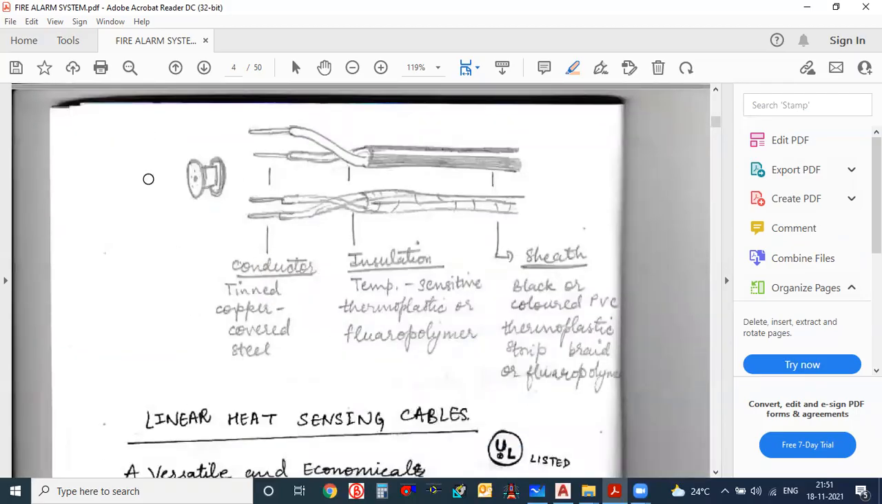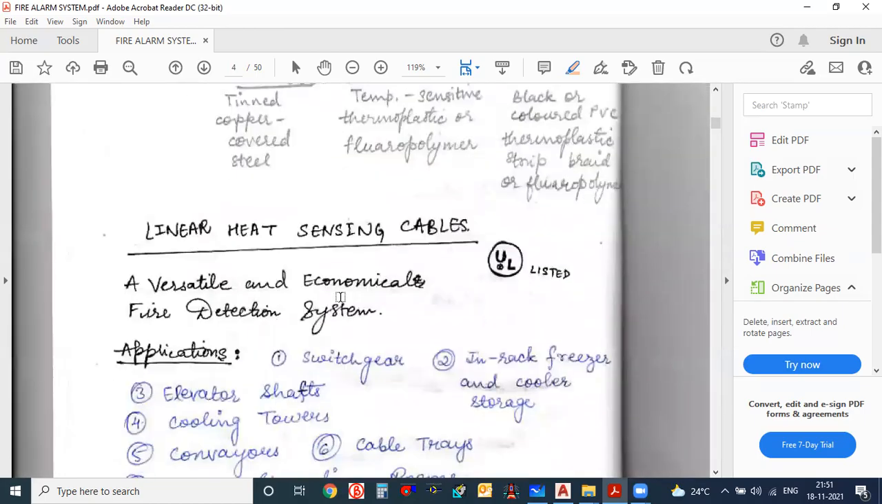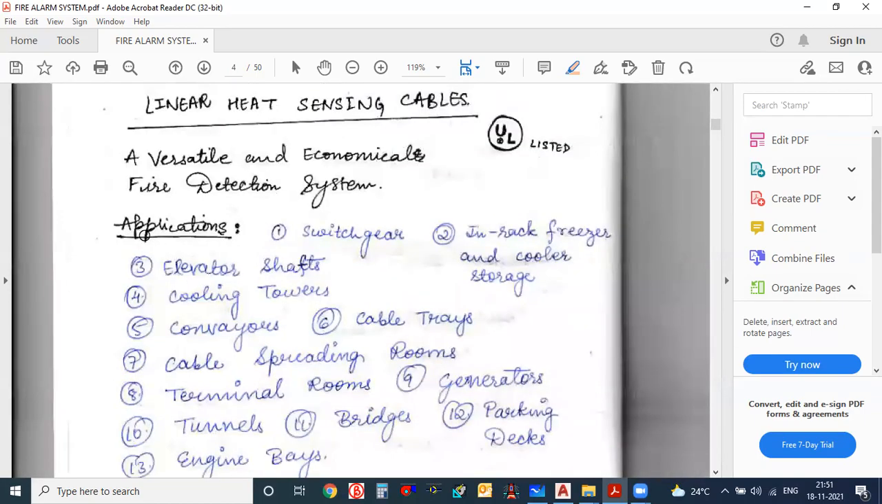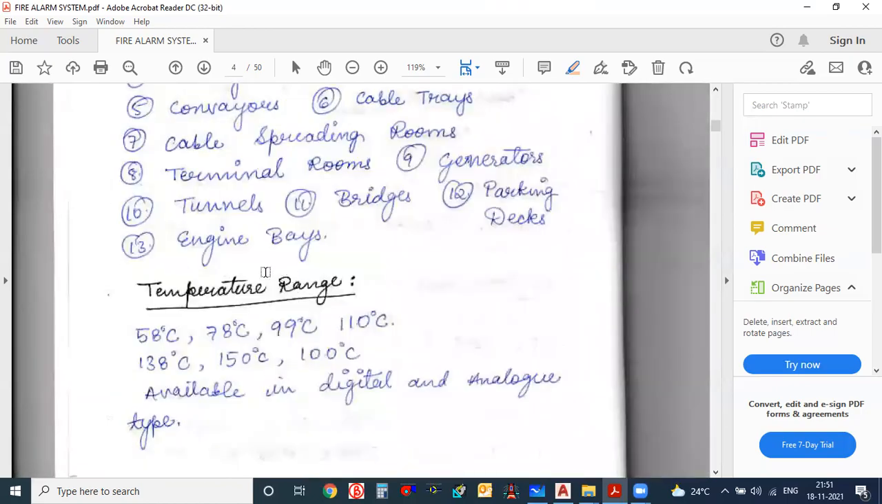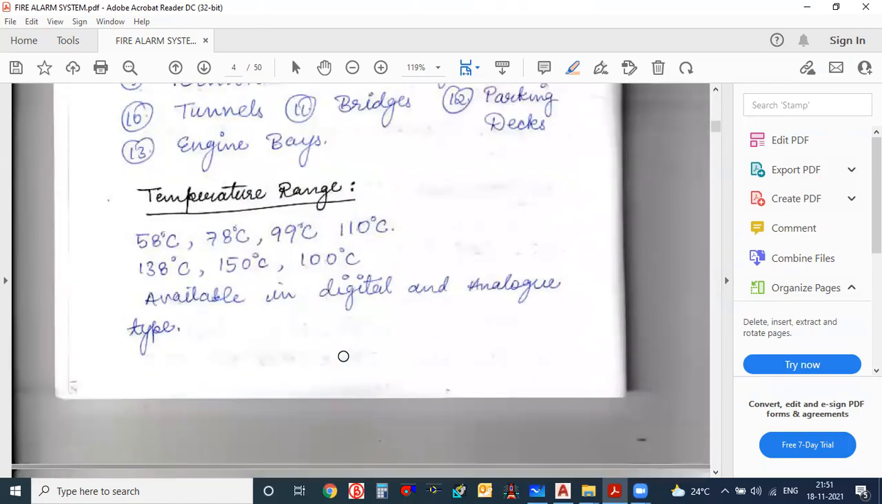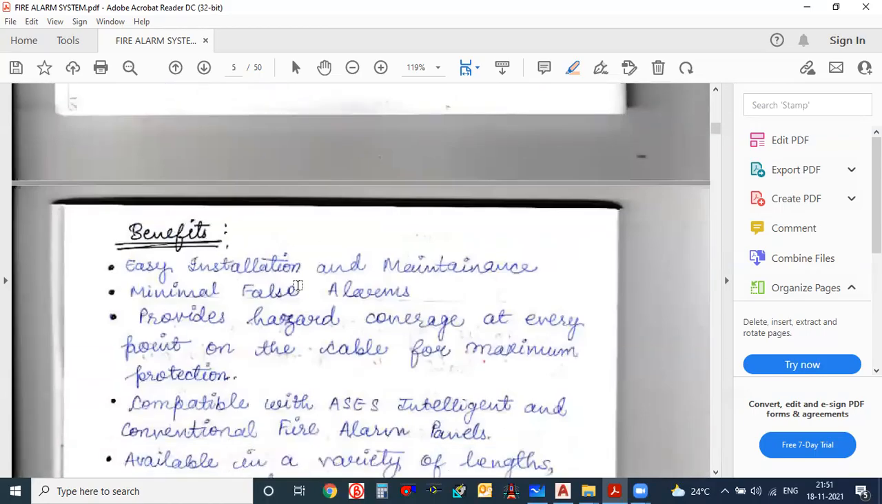Here some images are shown, like what is the conductor, what is the insulation, what is the sheath. These things are given here, and applications are given here. This is also the most important point: applications for only LHS cables. And temperature ranges available in digital, different ranges, are given here.